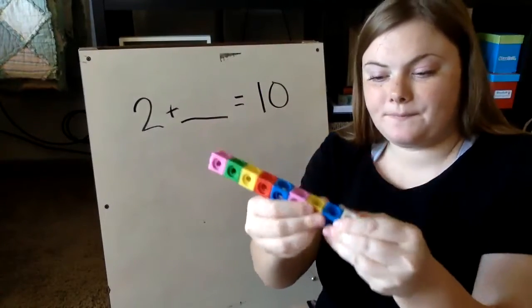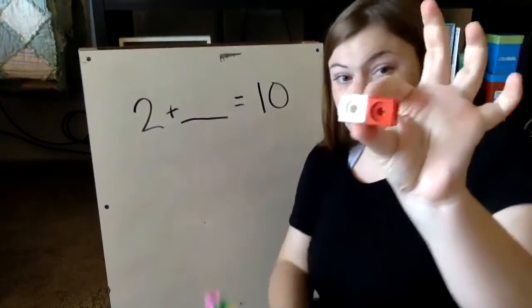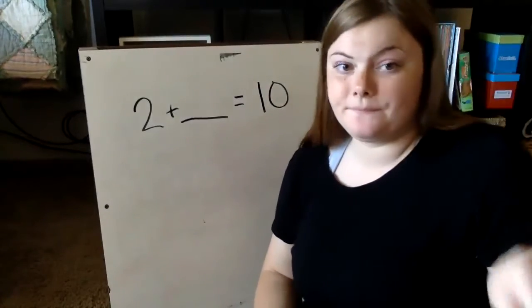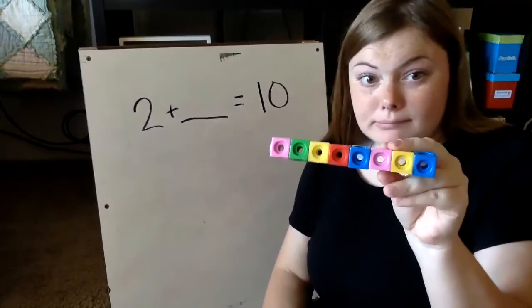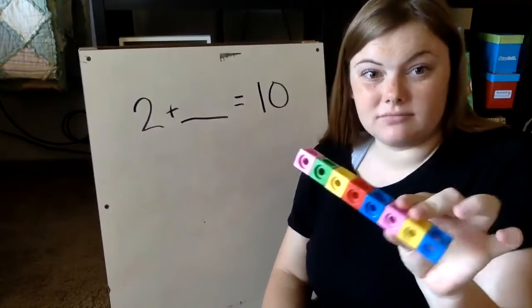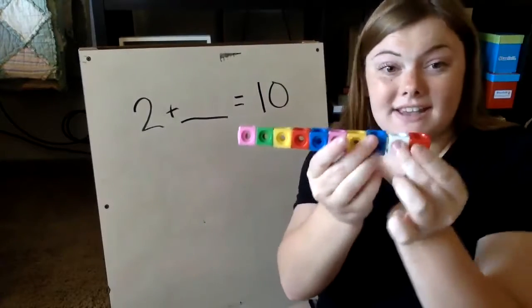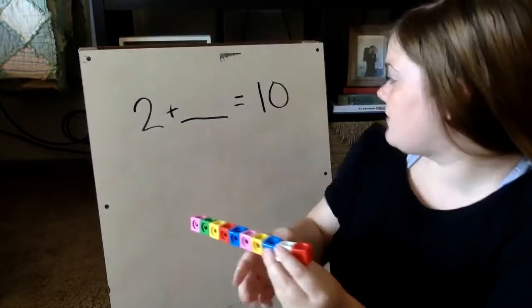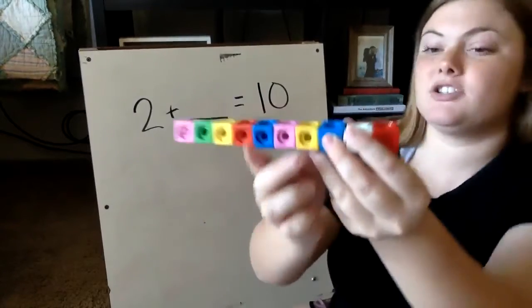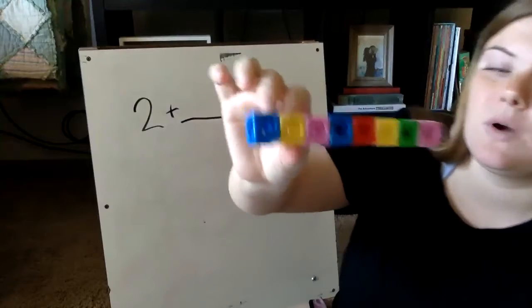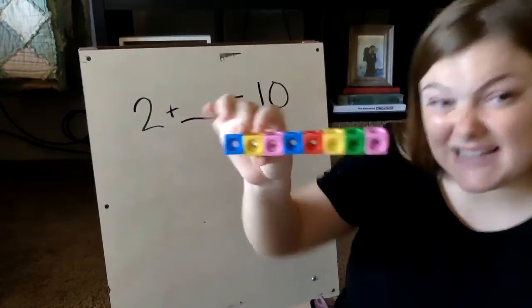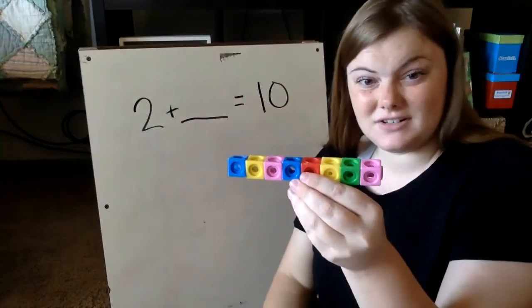Oh, that was 3. I'm going to take 2 away. I have my 2 and I took them away. So now I have my 8 cubes left over, right? So all together, these were 10 cubes, right? Because it equals 10. So we have 10 cubes in all, and I took 2 away. What do you think is our missing number? How can we figure it out?